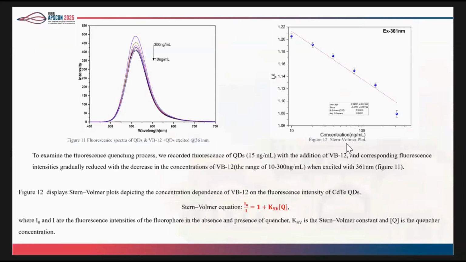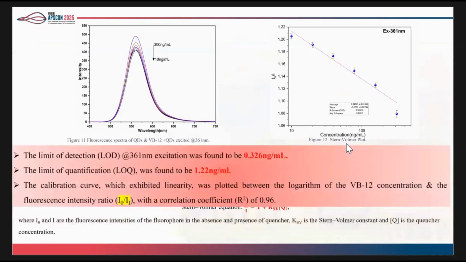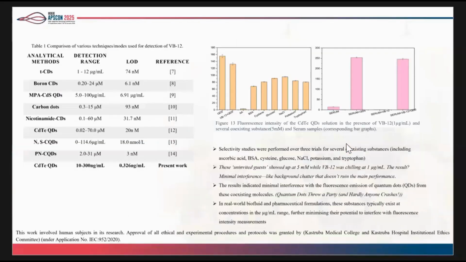Then the fluorescence studies were made where the concentration of vitamin B12 was varied from 300 nanogram per ml to 10 nanogram per ml. The Stern-Volmer plot was plotted, which shows a linear trend. The limit of detection is around 0.36 nanogram per ml, and the limit of quantification is 1.22 nanogram per ml. If you look at the comparison, overall it is much better than other techniques or other limits of detection.